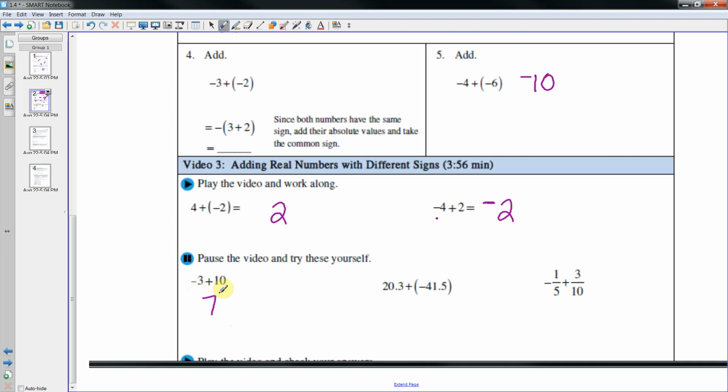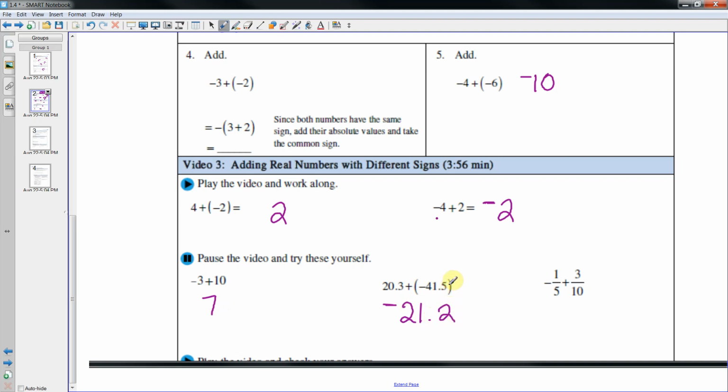All right, 20.3 plus negative 41.5. You're going to subtract those, so 41.5 minus 20.3. That's going to give me, let's see, 41.5 minus 20.3 is going to give me 21.2, and it's going to be negative because the 41 is larger.